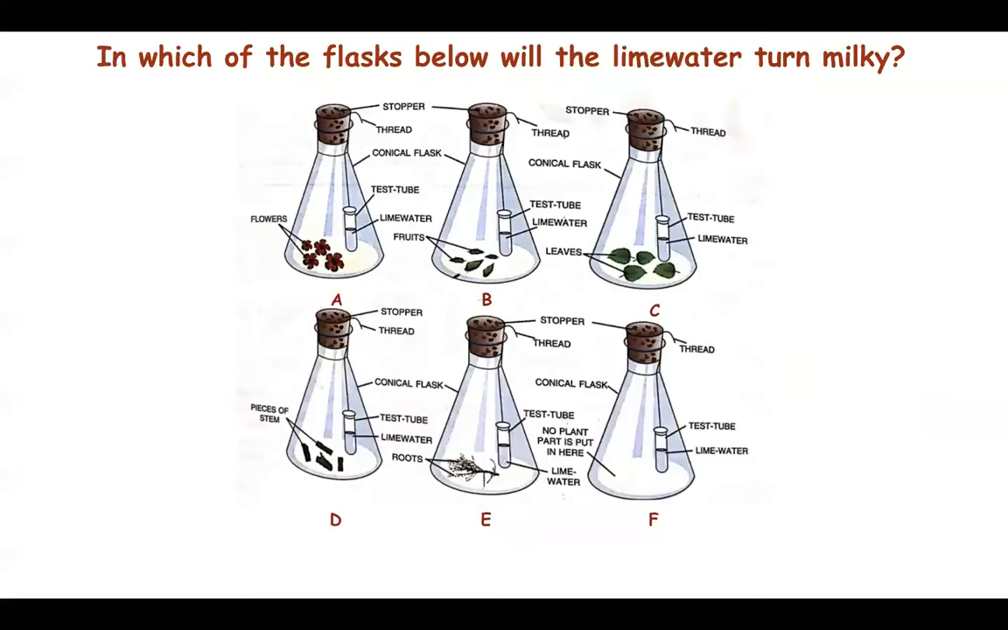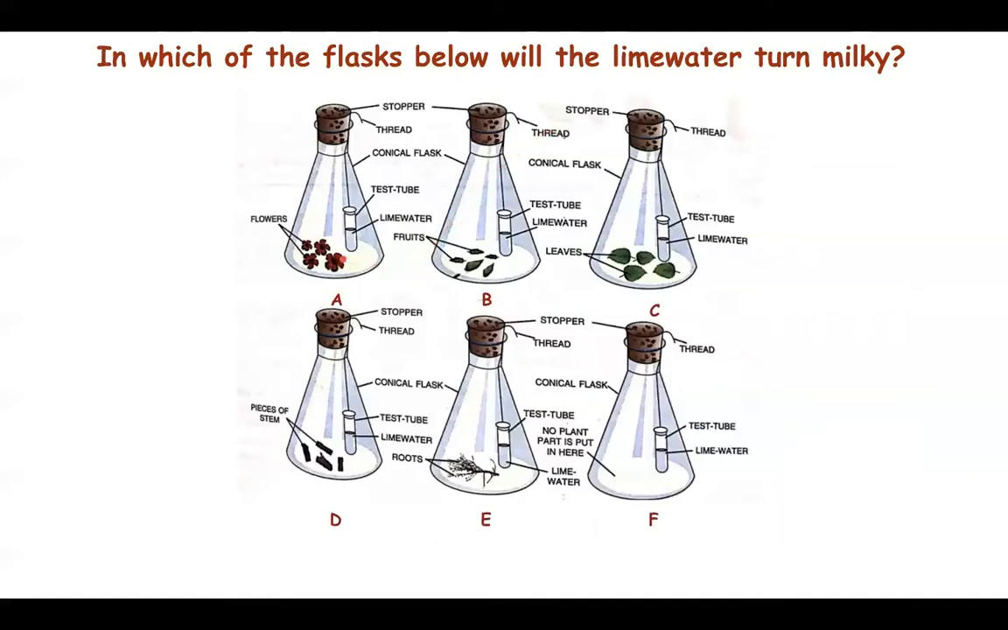Now, based on this, if I ask you a simple question, in which of the flasks below will the lime water turn milky? So you have 6 conical flasks, each having a small test tube filled with lime water hanging inside, and all of them are stoppered.